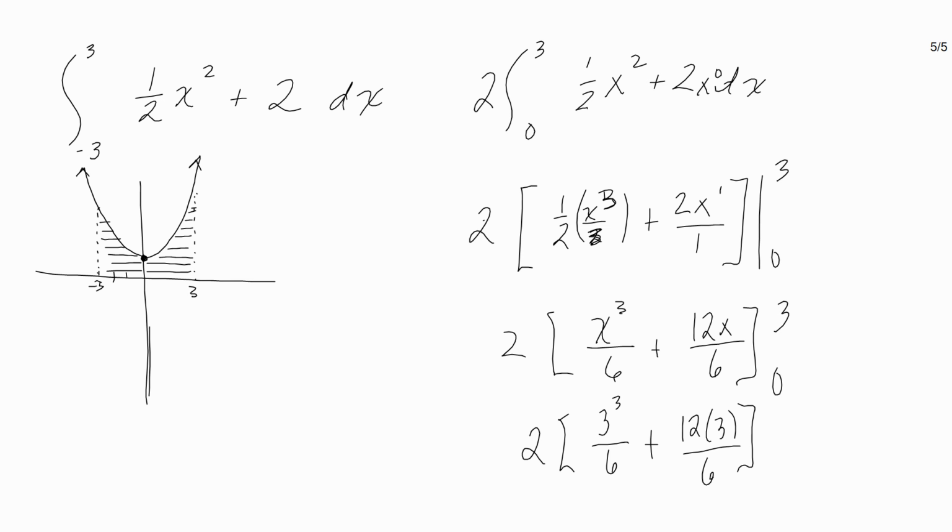That's going to be 27 plus what? 36? I have no idea. 27 plus 36, we'll get to it in a second, over 6. And 27 plus 36 is going to be what? 63. Y'all help me out. Which is 10. 10 times 2 is 20. Now, if you did it the other way, you should get the same thing.